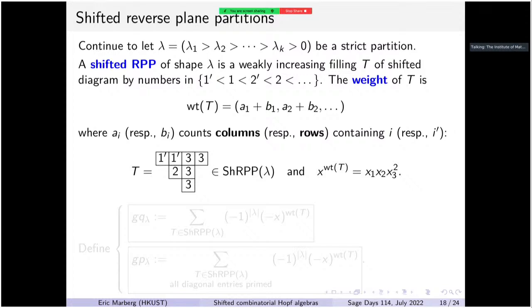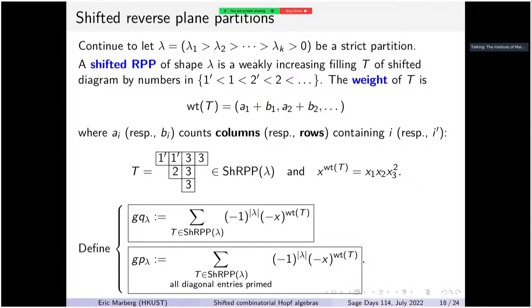So you can have something like this: a lot of threes, a lot of one primes, a lot of twos. Again, the interesting thing is how we are computing the weight of this very general object. What you do is you count the number of columns containing i and rows containing i prime. You add those up, and that is the exponent of x_i when you do this evaluation. So in this example, there are two 1 primes, but they only appear in one row, so x1 is to the first power. There's only one 2, so it's x2. And even though there are four 3s, they only appear in two distinct columns, so you have x3 squared.